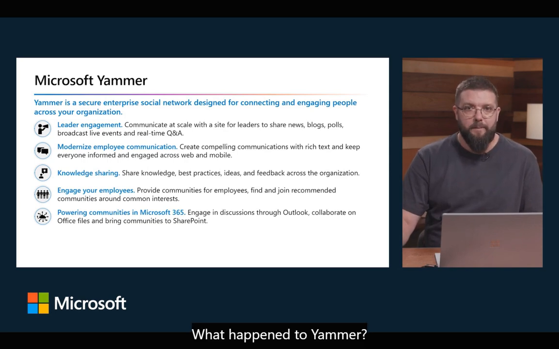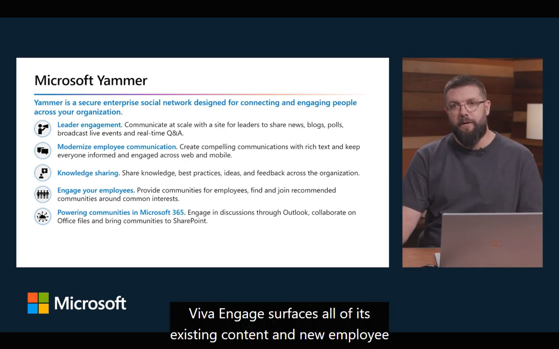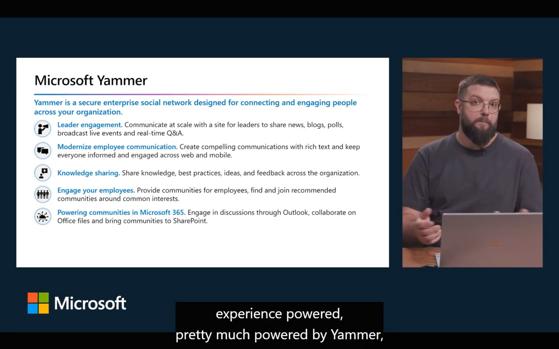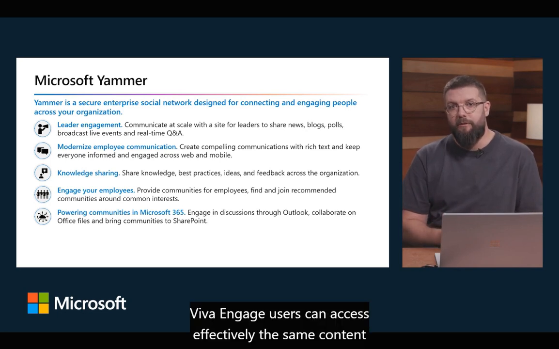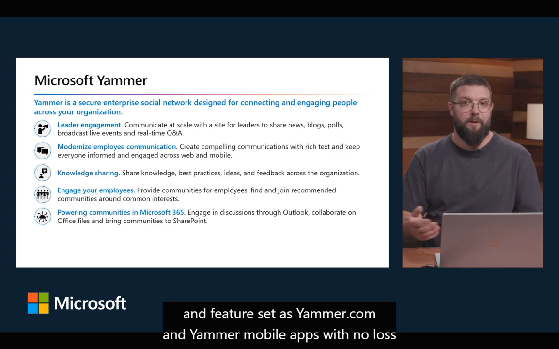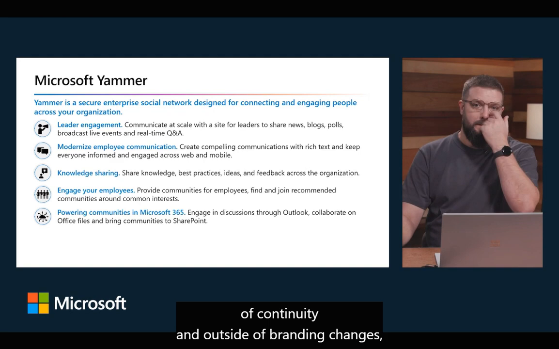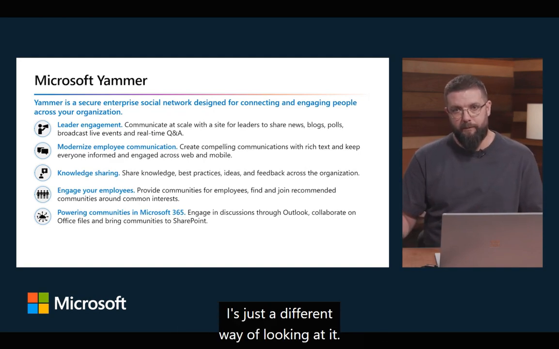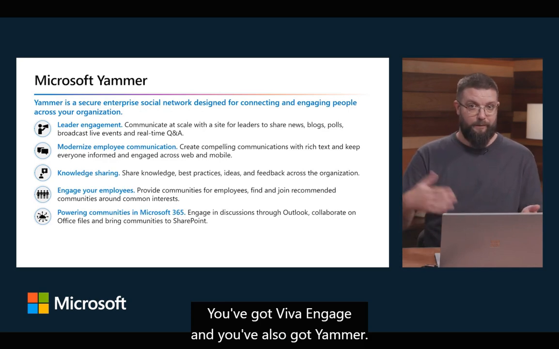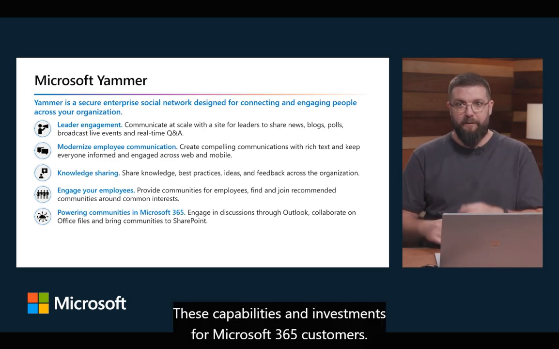So what happened to Yammer? Well, Viva Engage surfaces all of its existing content and new employee experience, and it's powered by Yammer services. Viva Engage users can access effectively the same content and feature set as Yammer.com and Yammer mobile apps with no loss of continuity. And outside of branding changes, there are no changes to the features. So it's just a different way of looking at it. So you've got Viva Engage and you've also got Yammer. These are capabilities and investments for Microsoft 365 customers.